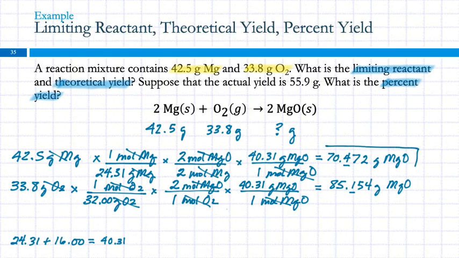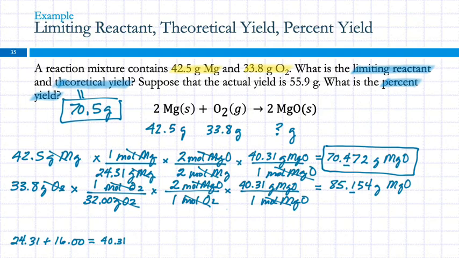So this is how much product we could make. Because once we come to 70.472 grams of magnesium oxide, we have run out of magnesium. There's more oxygen, but we can't keep making it because we're missing an ingredient. Just like with the pizza, we ran out of sauce, we had to stop. Because it isn't pizza without sauce. So the theoretical yield would be 70.5 grams, using the correct number of sig figs there.